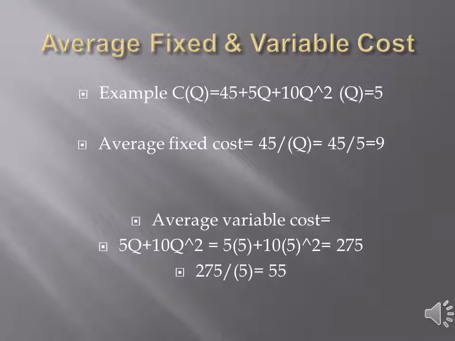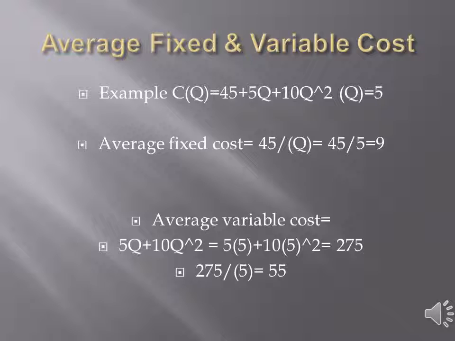Then we can do the average fixed costs and the variable cost, the average of it. As always, we're using the example C of Q equals 45 plus 5Q plus 10Q squared, and we're using the quantity of 5. Now, I'm sorry that I keep on saying the same cost function, but it's just kind of to give you an idea. Once you have the format in your brain, you'll get it. I got an A in economics. So the average fixed cost is 45, which is your fixed cost, divided by Q. So in this case, it's 45 divided by 5, which equals 9.